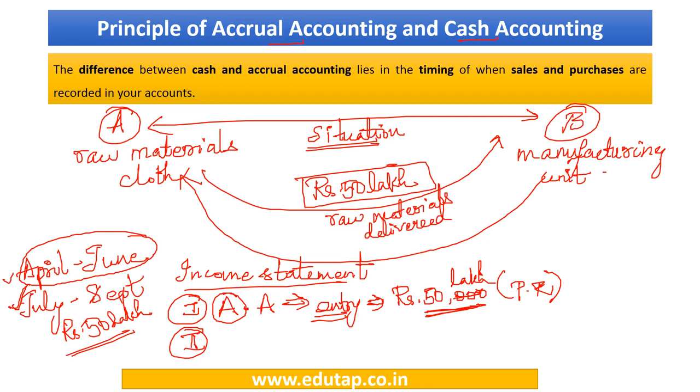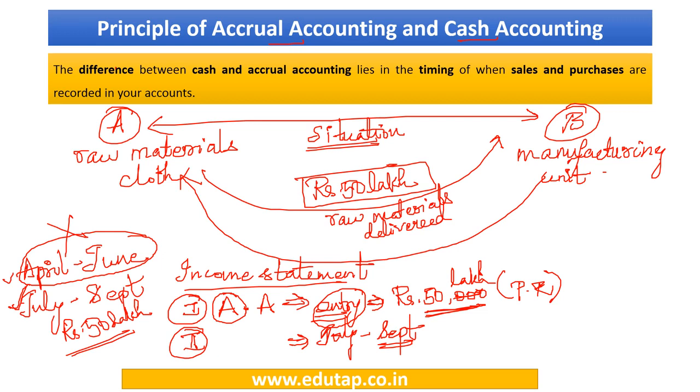In this situation, the company will not put this entry of rupees 50 lakh in the April to June quarter. What it is going to do is make an entry of rupees 50 lakh only in this July to September quarter. When company A physically receives the payment in its hand, it is going to make an entry in its account books because it is following the cash accrual accounting method, the cash accounting method. Now you need to understand the difference.